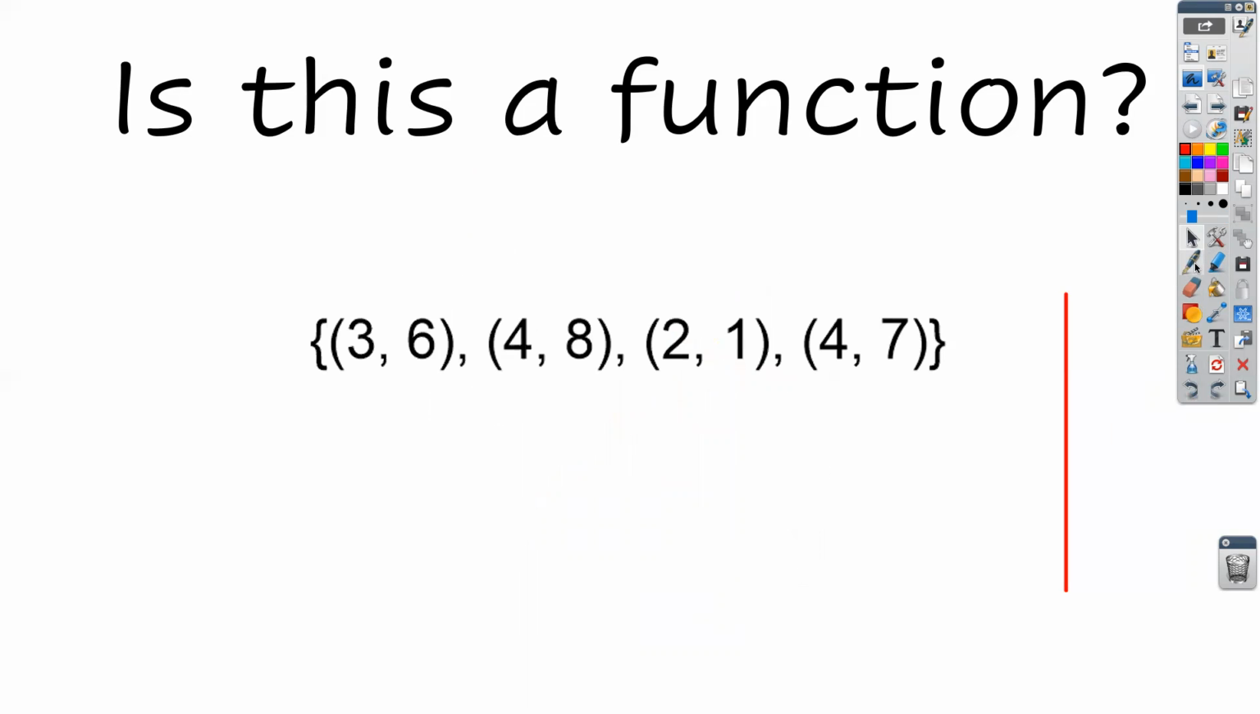Coordinates says, is this a function? So remember, just look at your x coordinates, just like you did on your table or the mapping. Do any of my x's repeat? Yes, those 2 do, so therefore, not a function.